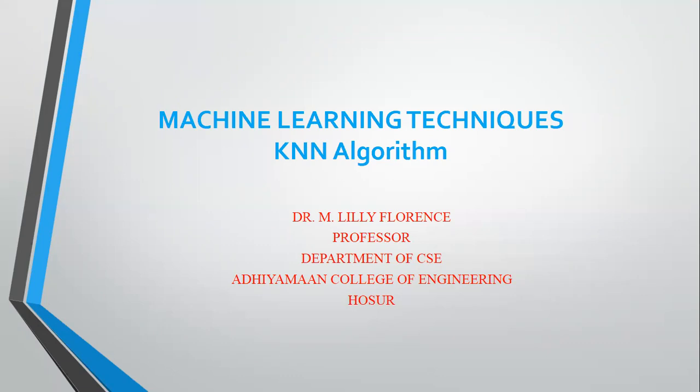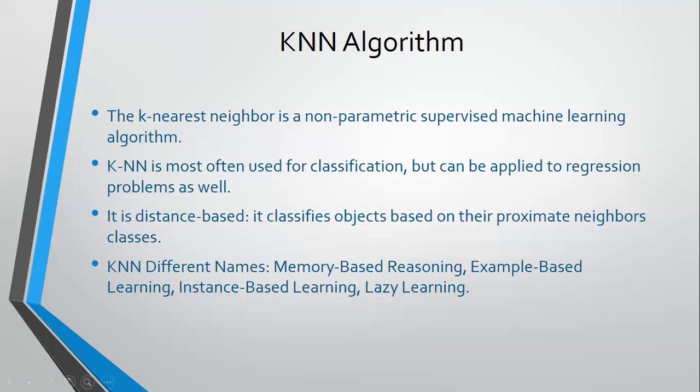It is one of the very simplest and easy to implement. We can call KNN a non-parametric supervised machine learning algorithm. It comes under supervised learning since the data set we use here is either labeled or continuous. And the KNN algorithm can be used for classification as well as regression.